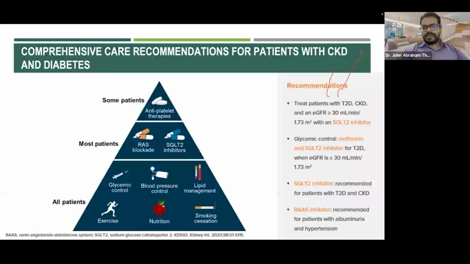So treat patients with type 2 diabetes and CKD with an eGFR more than 30 with an SGLT2 inhibitor. For glycemic control, metformin and SGLT2 inhibitors when the eGFR is more than 30. For DAPA, you can go as low as up to 20, more than 20 ml per minute. SGLT2 inhibitor is recommended for patients with type 2 diabetes and CKD, and RAS inhibitor is recommended for patients with albuminuria and hypertension.